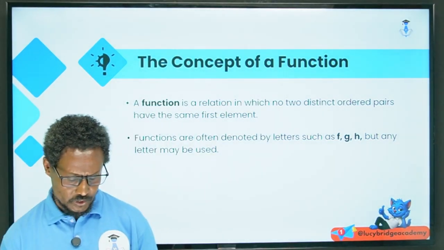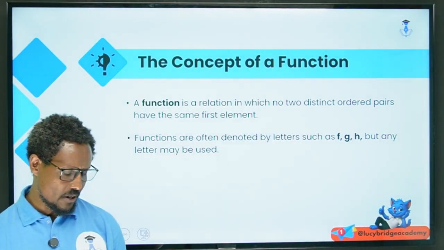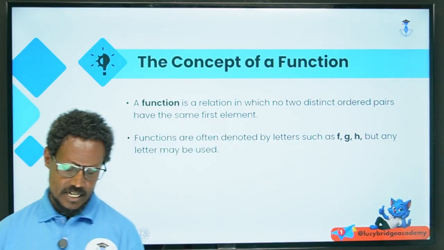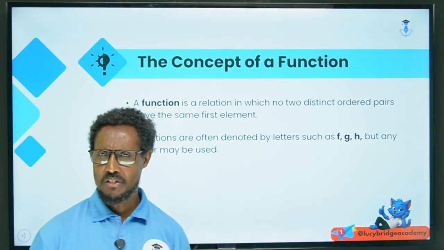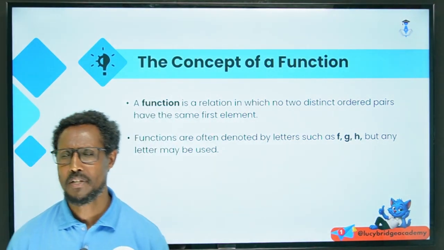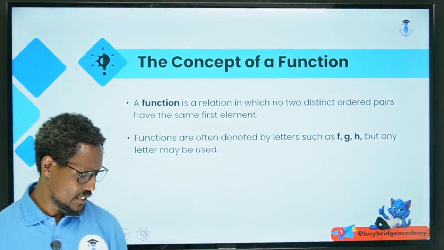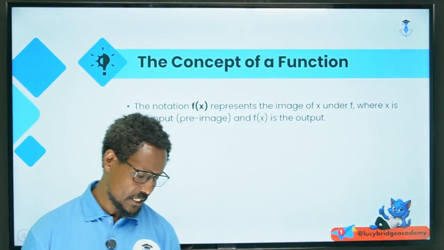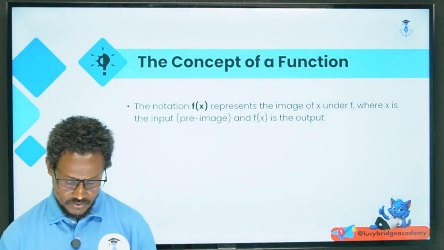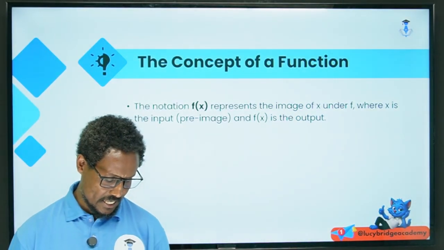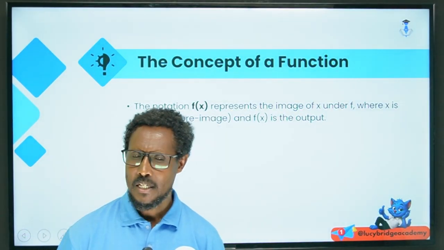The concept of function: a function is a relation in which no two distinct ordered pairs have the same first element. Okay? Functions are often denoted by letters such as f, g, h, and so on. We use different letters to represent a function. The most common are f, g, h, right? But any letter may be used, yes. The notion f of x represents the image of x under f, where x is input or pre-image and f of x is output, okay?